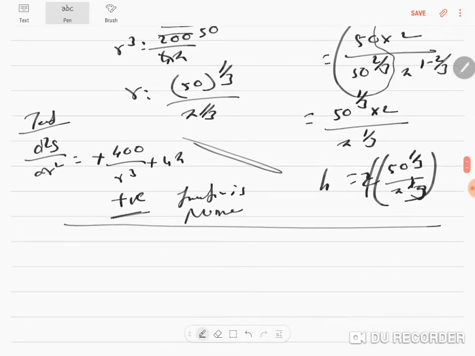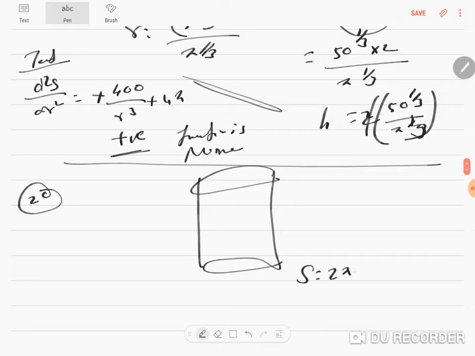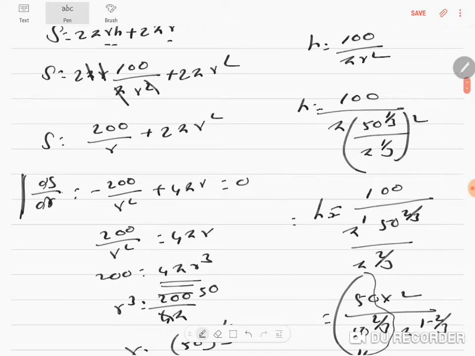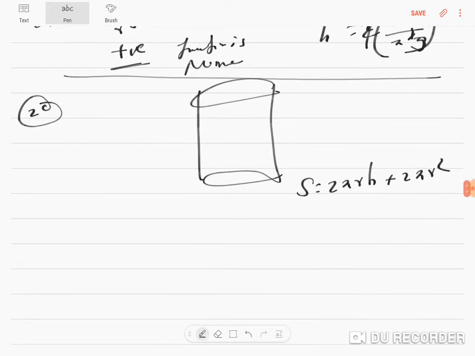Perfect. Okay, let's go to the next sum. 20th sum. Show that a right circular cylinder of given surface area has maximum volume when its height equals the diameter of the base. Right circular cylinder of given surface means S is equal to 2 pi r h plus 2 pi r square. That is the given surface area, so this S is what is given.